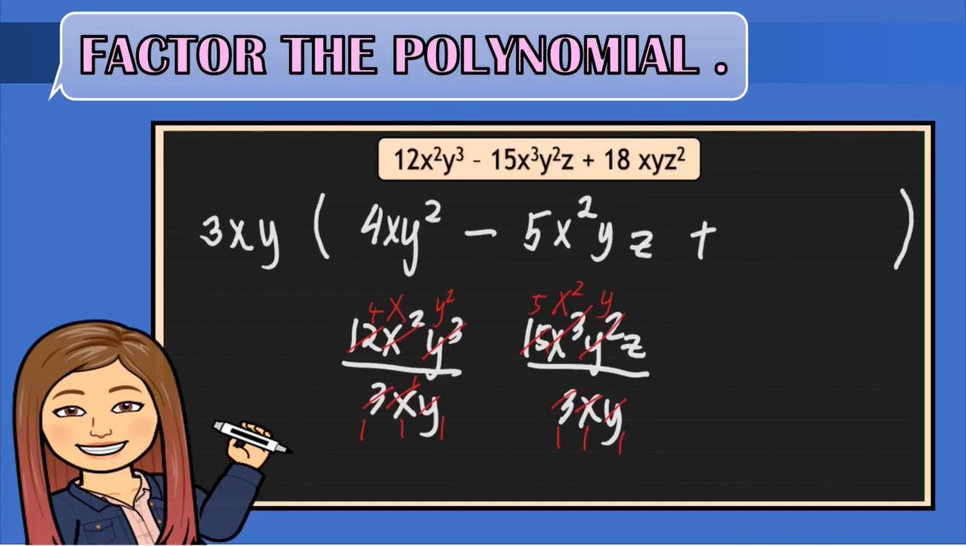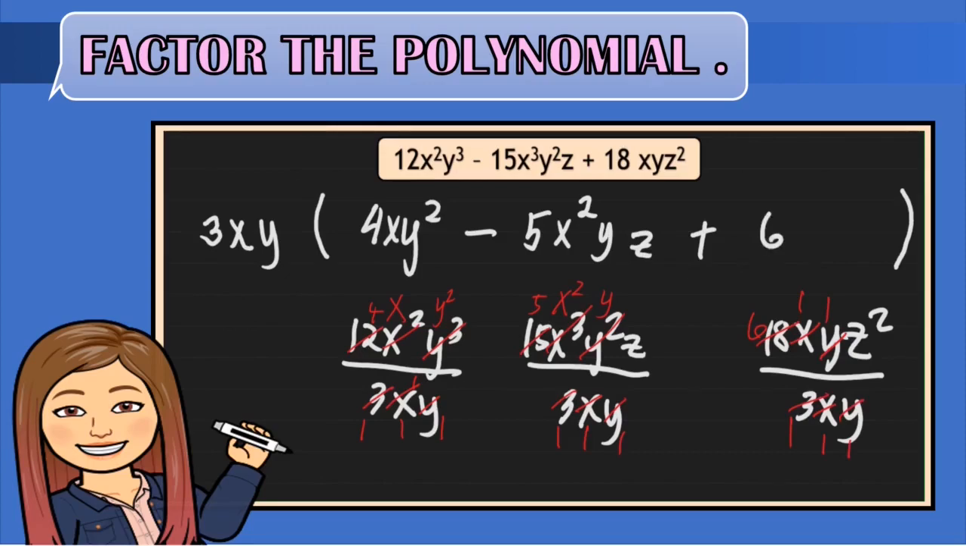Copy the sign plus, then 18xy z squared divided by 3xy. 18 divided by 3, that is 6. X divided by x is 1. Y divided by y is 1. There is nothing to divide z squared, so it remains z squared. Therefore, the quotient is 6z squared. And the factored form is 3xy times the quantity of 4xy squared minus 5x squared yz plus 6z squared. And that's it.